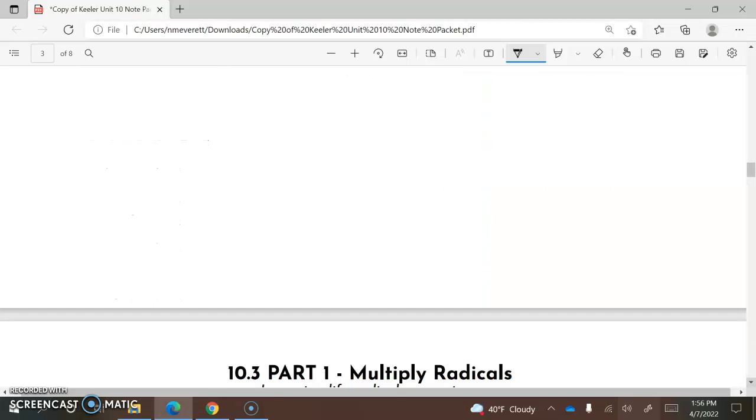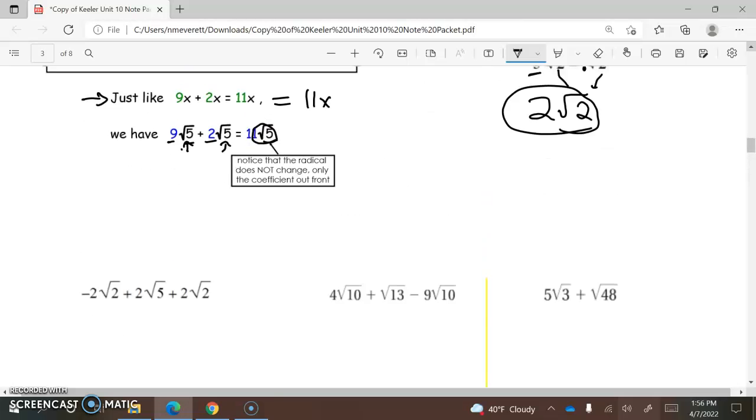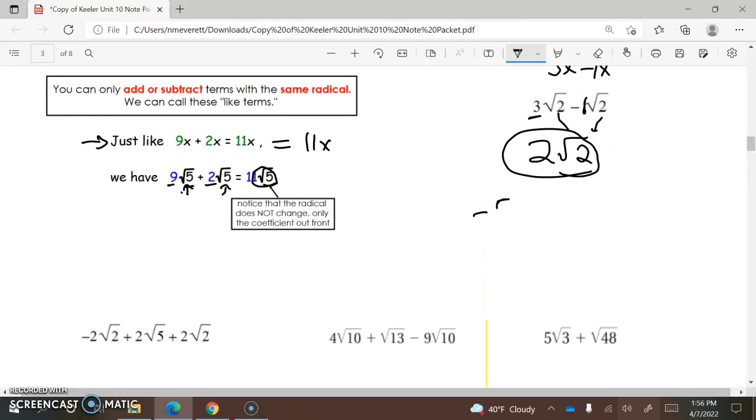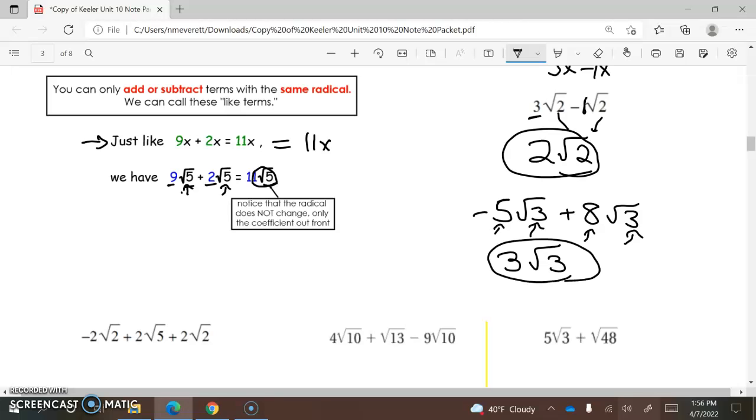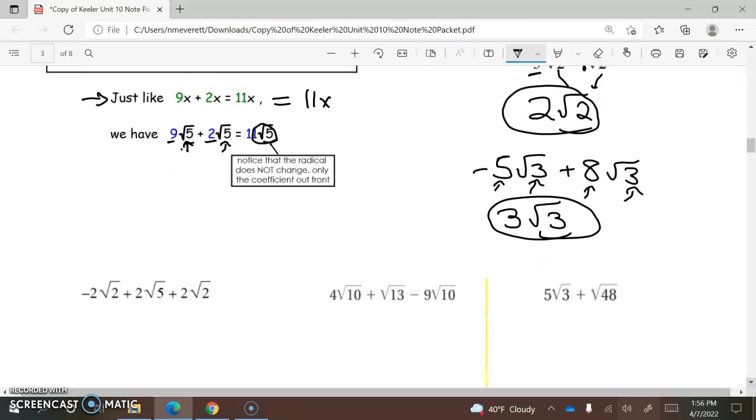Let me do one more quick example. So let's say negative 5 square root of 3 plus 8 square root of 3. I have the same thing in my radicals here. I'm just going to add the negative 5 and the positive 8. If I add those together, that gets me 3. The square root of 3 will stay the same, and that's it right there.